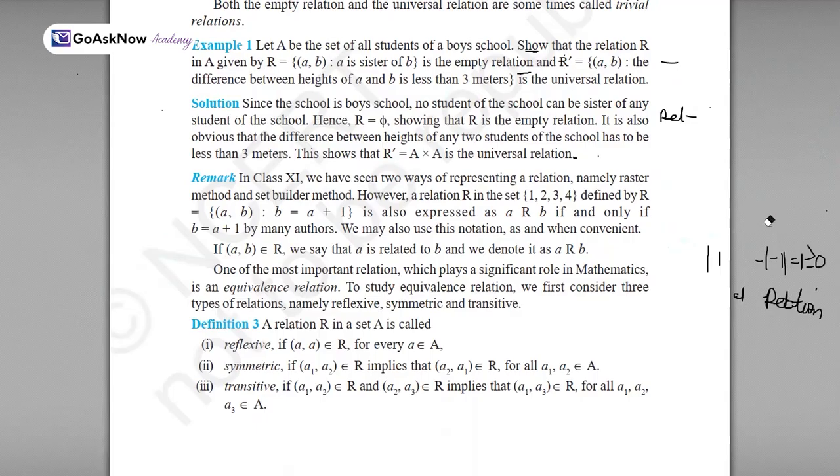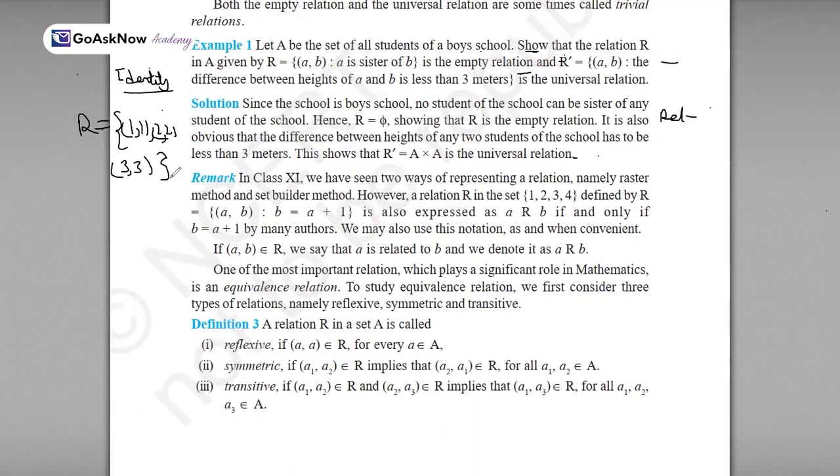Now we will see what the next types of relations are. First, I have told you that one type is the identity relation. So what is an identity relation? Suppose that I have a relation R, given as the ordered pairs (1, 1), (2, 2), and (3, 3).